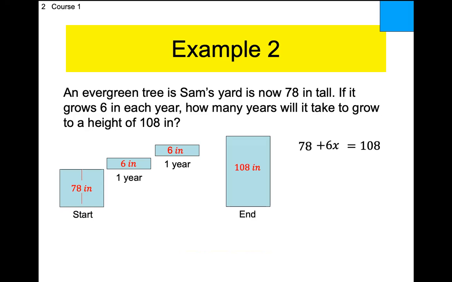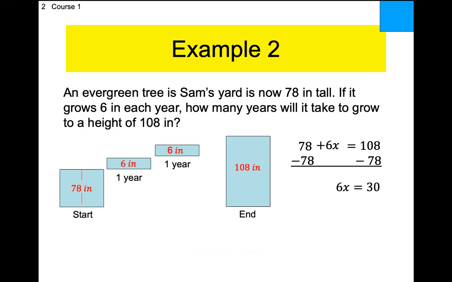Let's solve it. Step 1. You divide 6 from both sides? Absolutely not. When you have a two-step equation, you get rid of the addition or subtraction first. So you subtract 78. I'm going to get rid of the 78 first, so I subtract 78 from both sides.